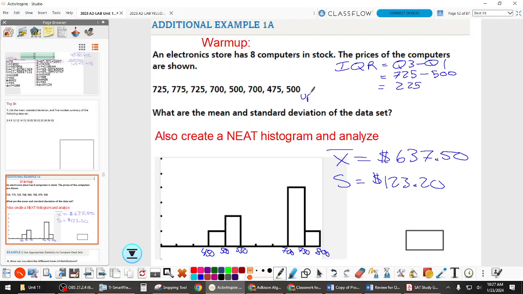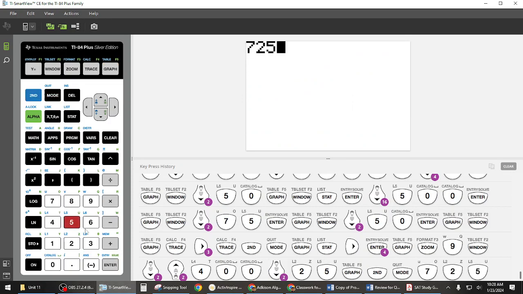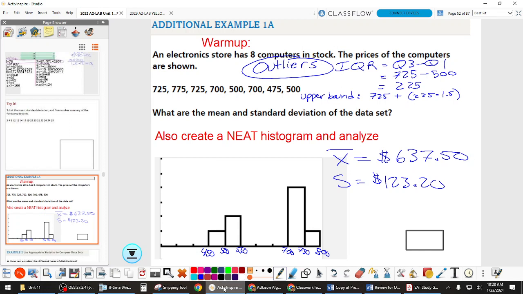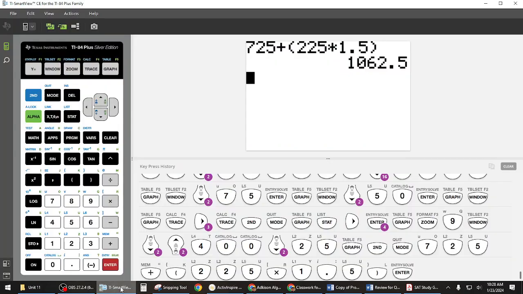Okay, so then our upper bound for outliers, let me write outliers here. Our upper bound is going to be 725 plus 225 times 1.5. So that's that little check calculation that we wrote yesterday. So 725 plus parentheses 225 times 1.5. And that's 1,000. So do we have any outliers on the upper end? Nope. And then lower is 500 minus the same thing, not 2.25. So I'm guessing we probably don't have any lower ones either.